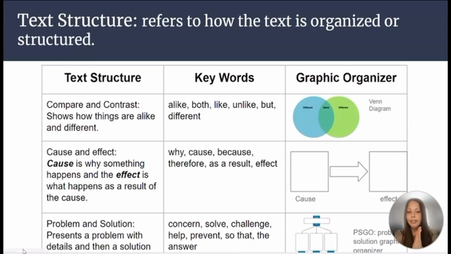The cause and effect. Cause is why something happens, and the effect is what happens with the results of the cause. So some of those keywords are why, cause, because, therefore, as a result, and effects. So under the graphic organizer, what is the cause? And then what happens because of the cause is the effects.